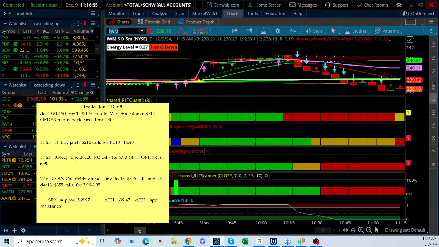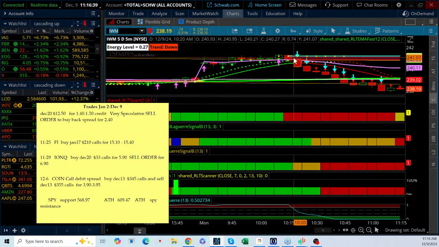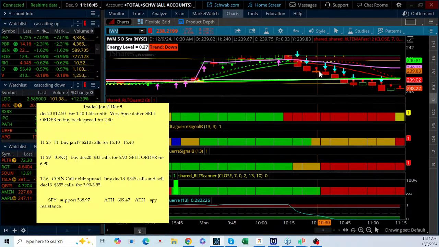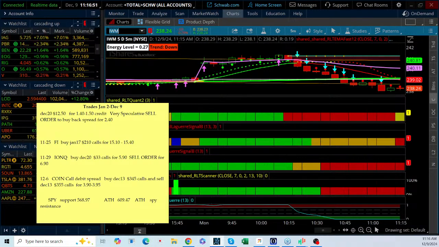Again, I took 2 trades in the IWM today. I took a long here and took a loss as it turned around and headed back down again. And then I got in short here. It broke below the 15 and I rode it down and took profits on this one. Pretty bearish day in the market right now.